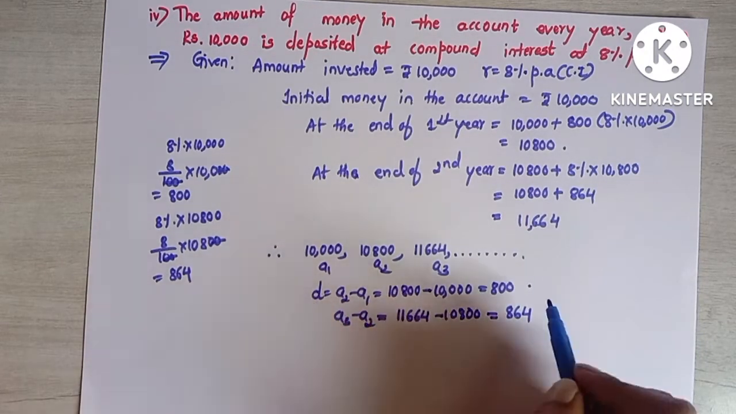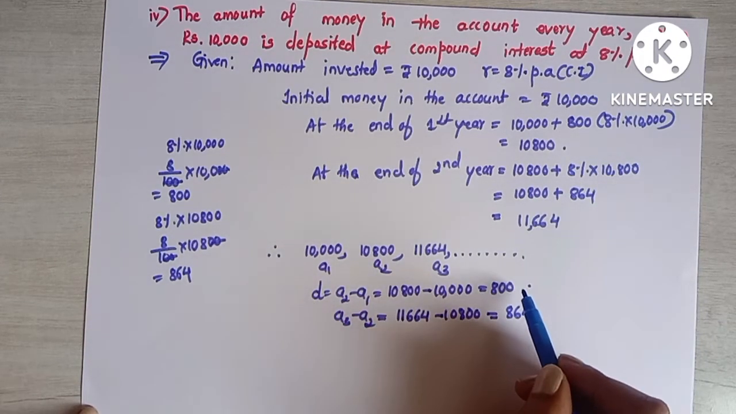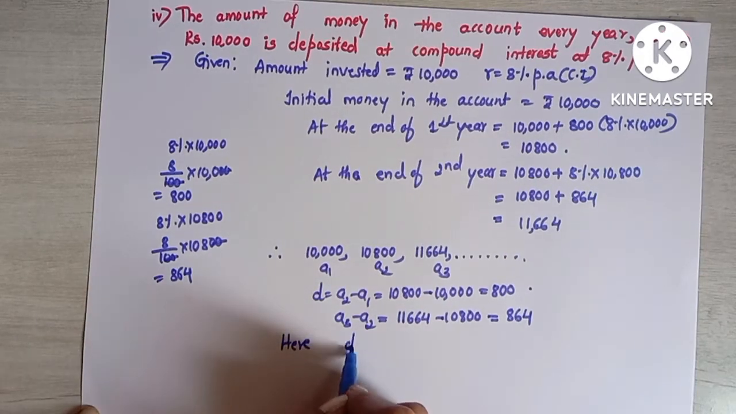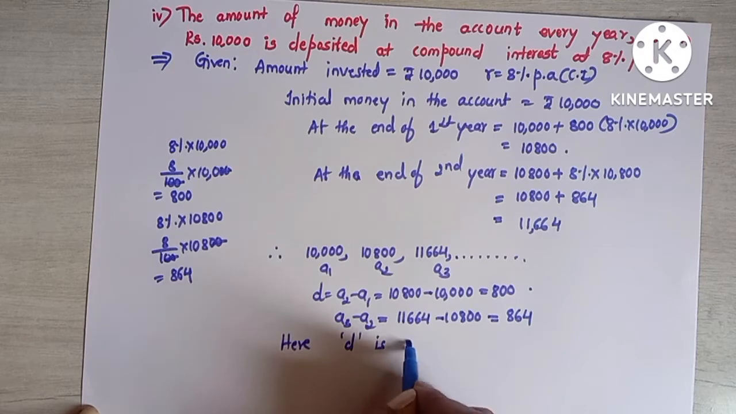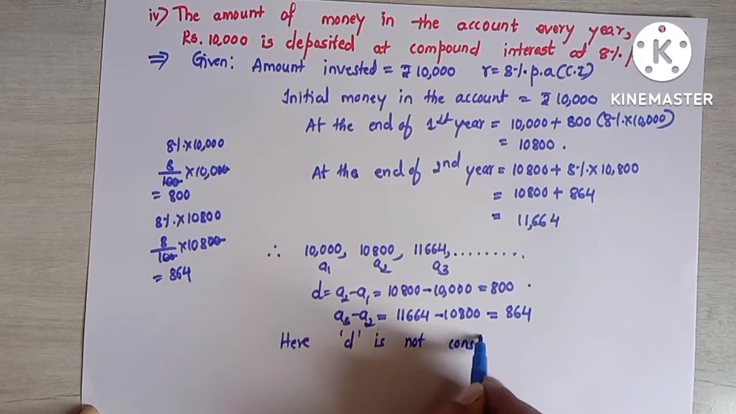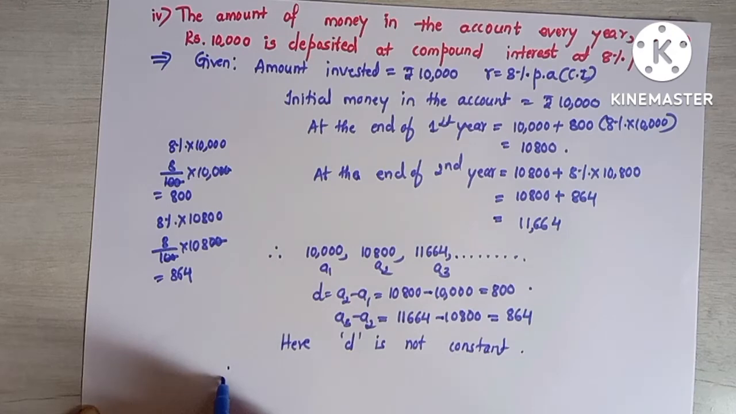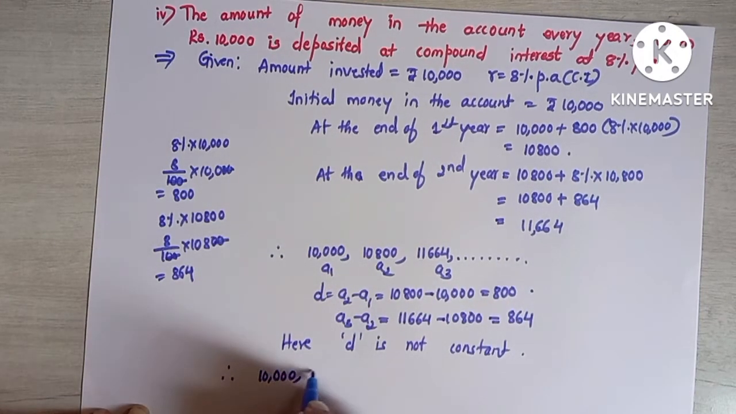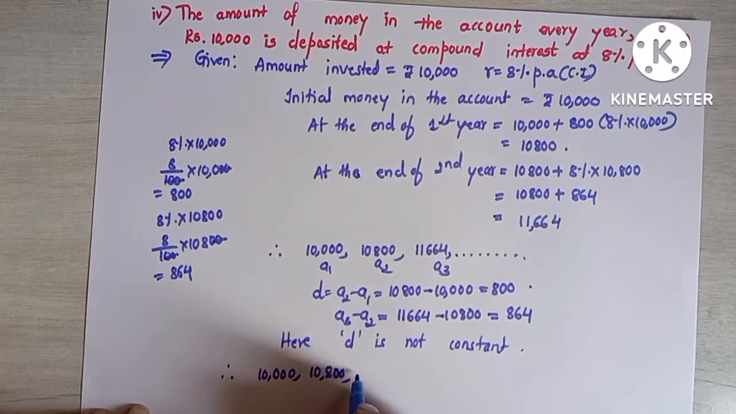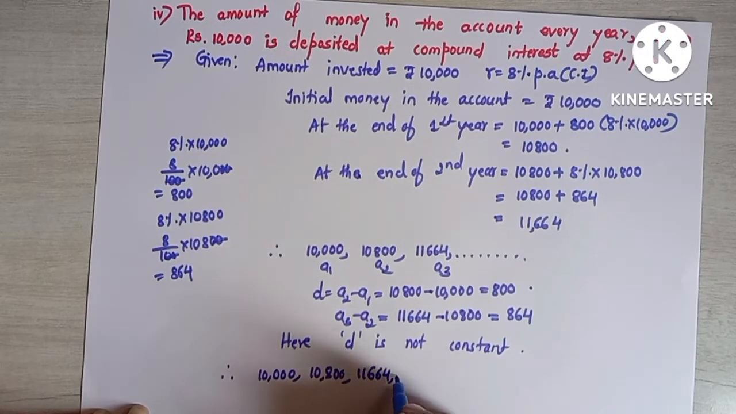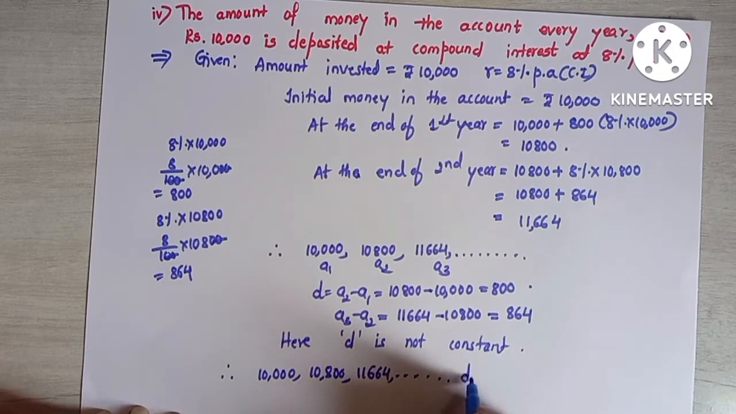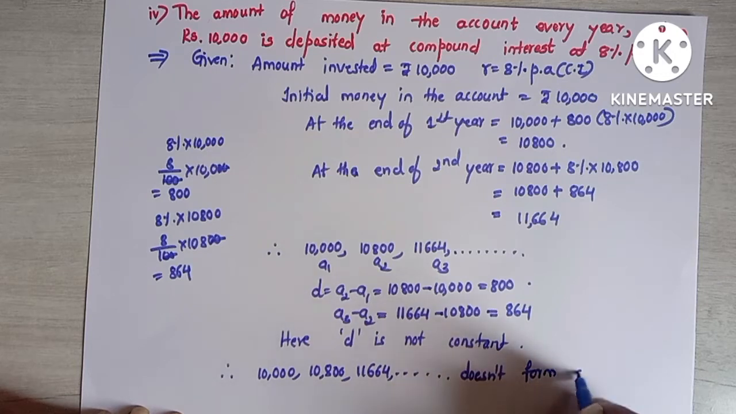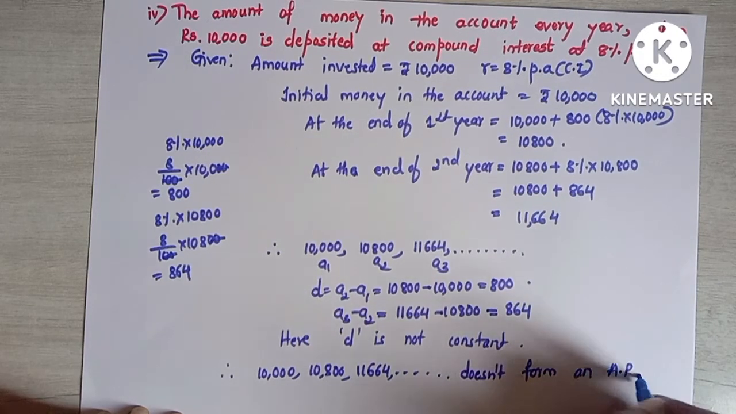So here is D equal? No, the value of D is not equal. So here D is not constant. Therefore, this series, that is 10,000, 10,800, 11,664 and so on, does not form an AP.